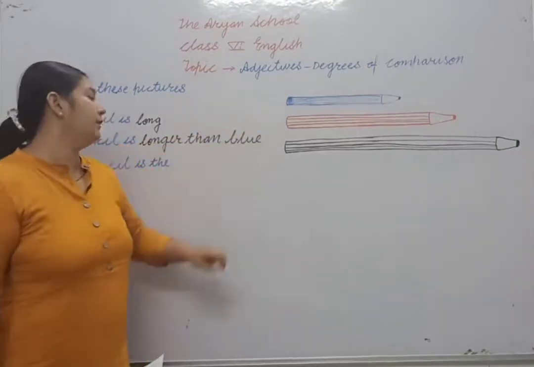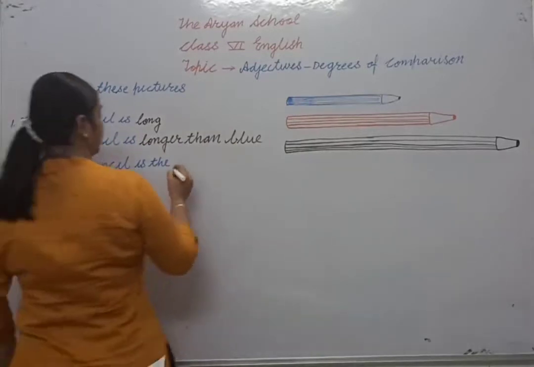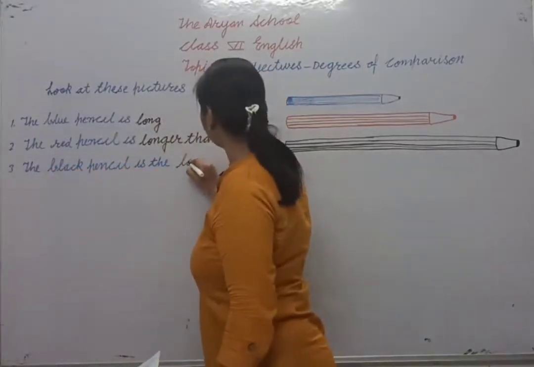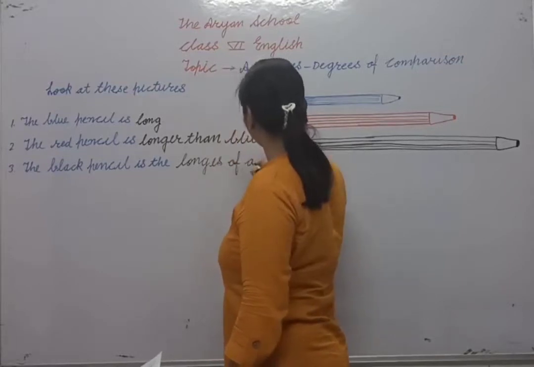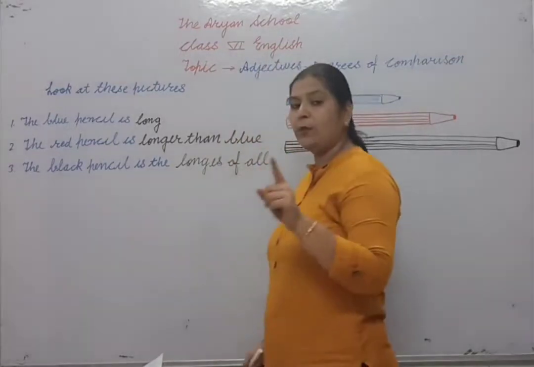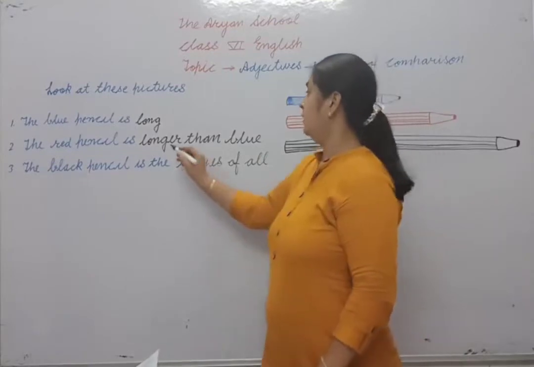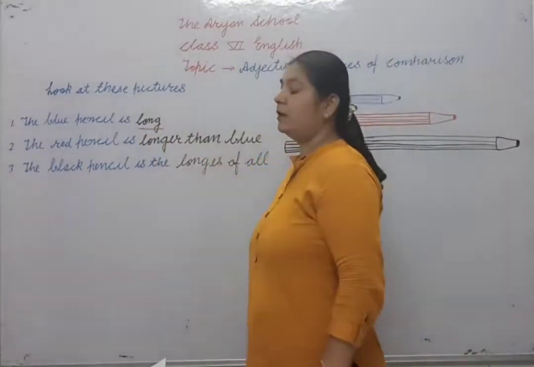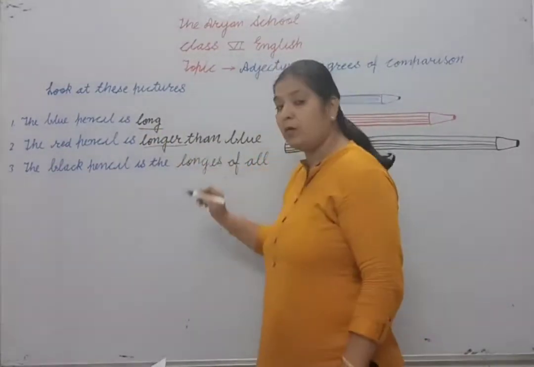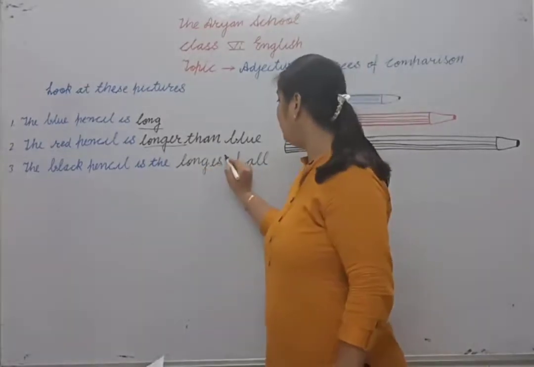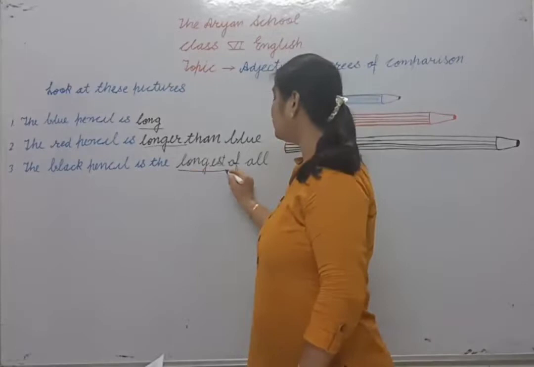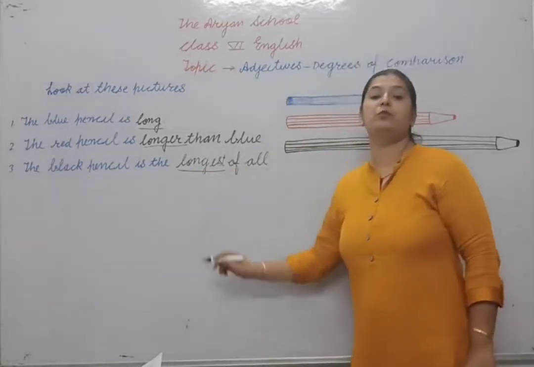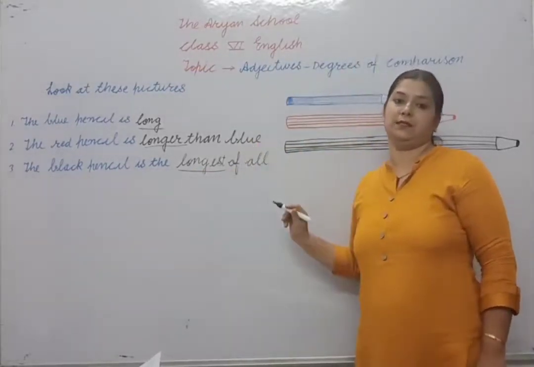The black pencil is the longest of all. Here one word is here, long, then it becomes longer and then longest. What is shown through these three sentences?